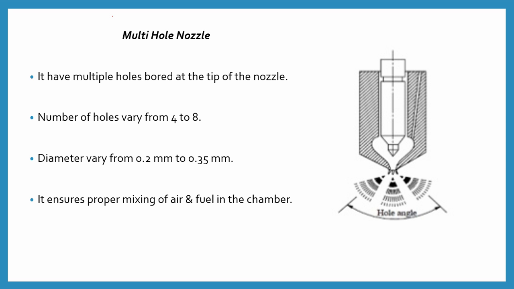As you can see in this picture, this is a multi-hole nozzle, and here it is showing three holes. As there are three holes, the three sprays create an angle that is called the hole angle, and the diameter of the holes should vary from 0.2 millimeter to 0.35 millimeter. So these are the multi-hole nozzles.